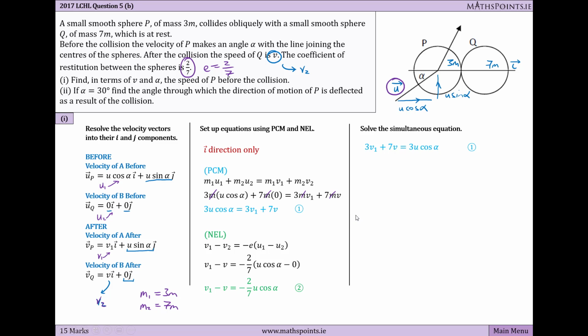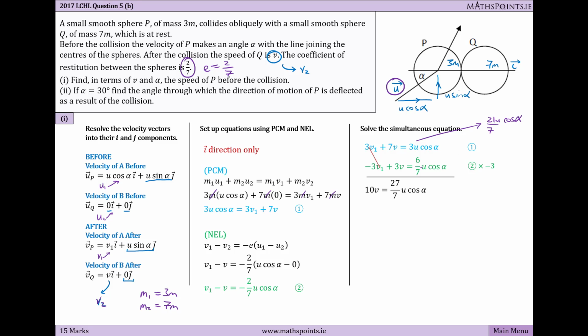And then equation 2, I'm going to multiply by minus 3 to give me minus 3v1 plus 3v is equal to 6/7 u cos alpha. I'm going to draw a line underneath. The v1s will cancel: 3v1 minus 3v1 is 0. 7v plus 3v is 10v. And then 3u cos alpha, we can write that as 21u over 7 cos alpha.